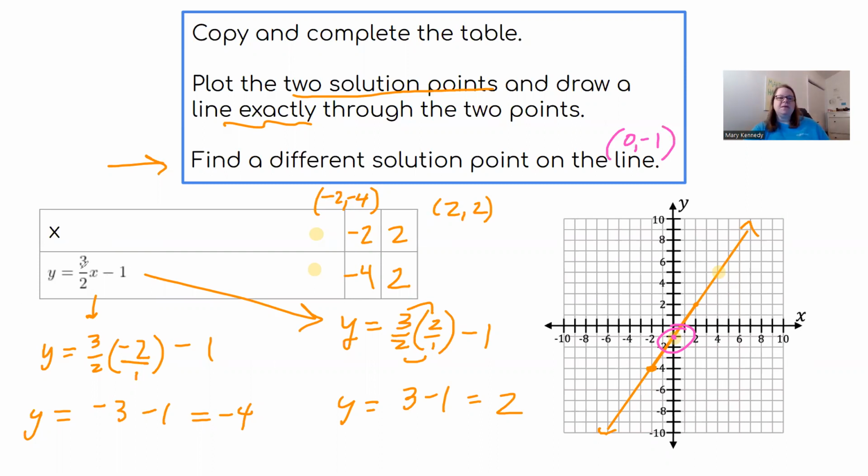You could always plug it in as well. And that's an easy one to plug in because we're plugging in 0. That's the x value of the coordinate. Anything times 0 is 0. And so 0 minus 1 is -1, which is our y value. So that helps us to see that that's correct.